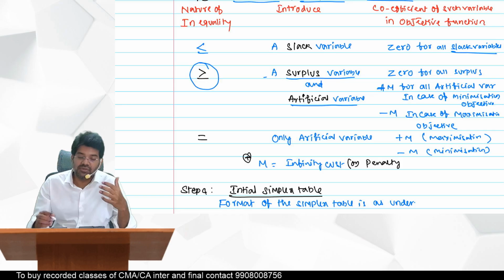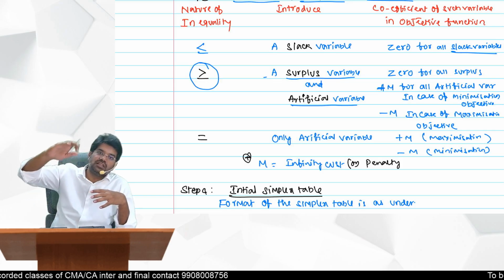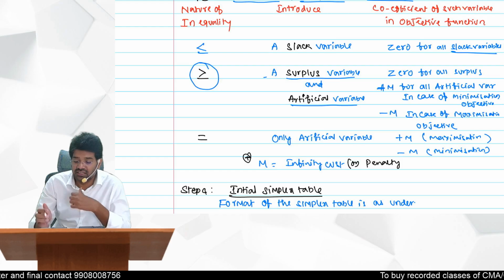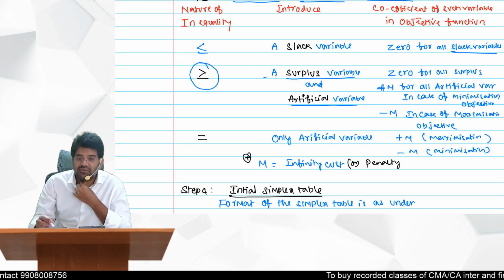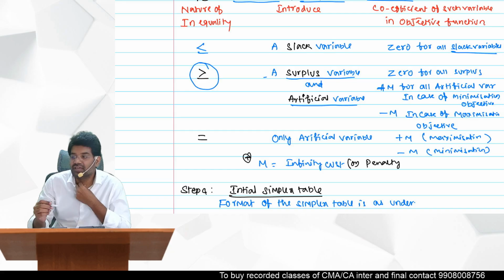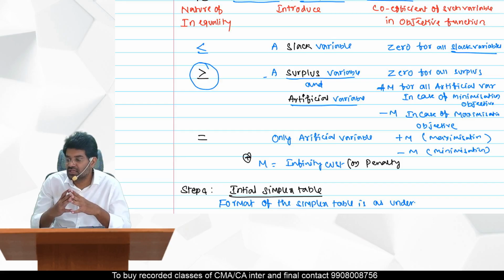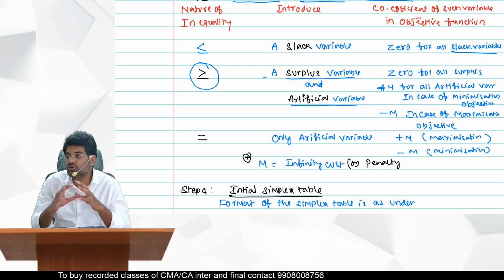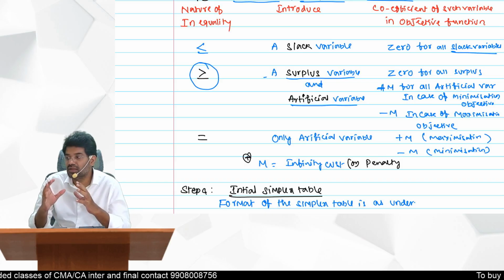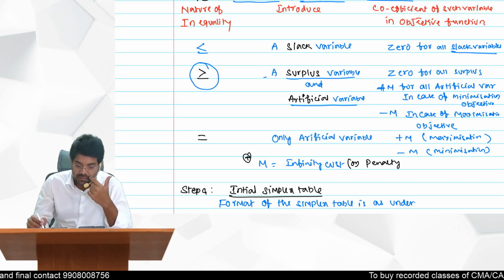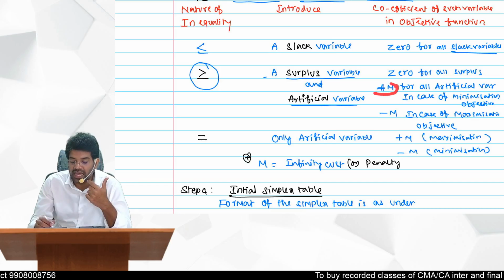Because these are two additional variables we are introducing, again these should appear in the objective function also. In the objective function, the surplus variable will have coefficient 0, whereas the artificial variable has no meaning at all. So in our final optimum solution it should not appear. That is the reason we should eliminate it. In order to eliminate it we will consider it as a penalty. So if you have a minimization objective, then we will add it to the objective function.